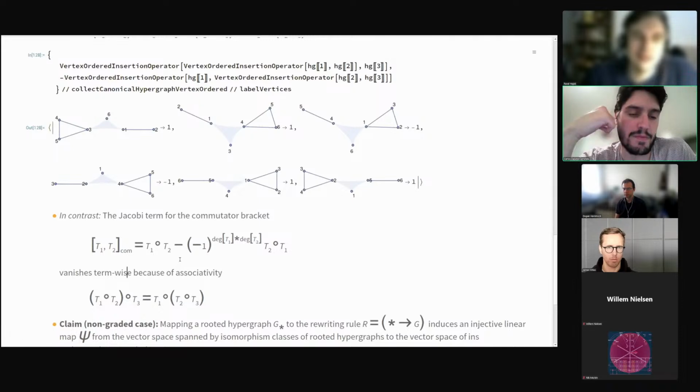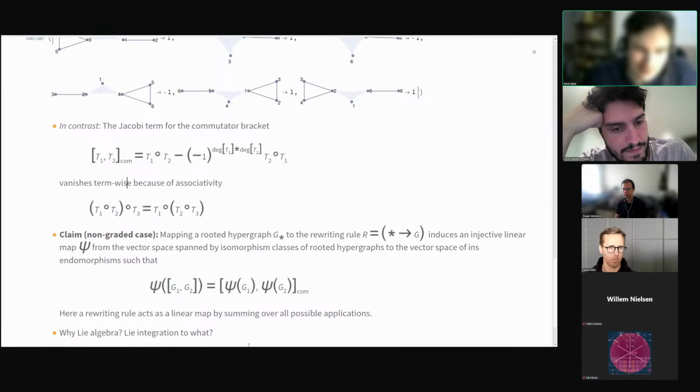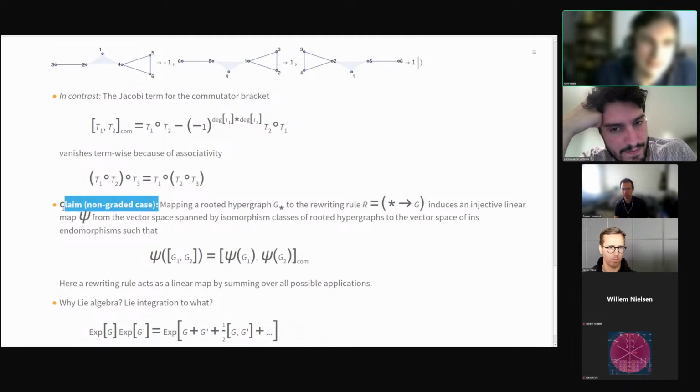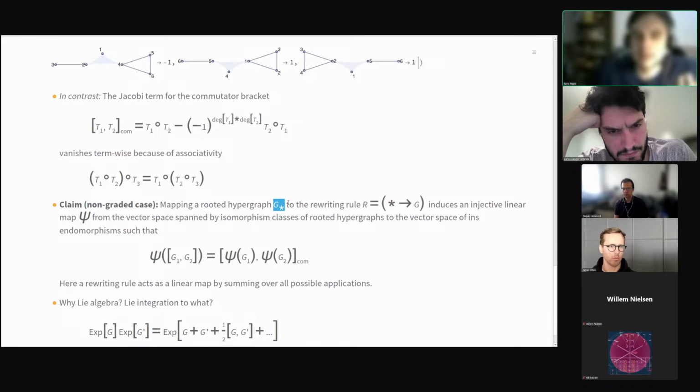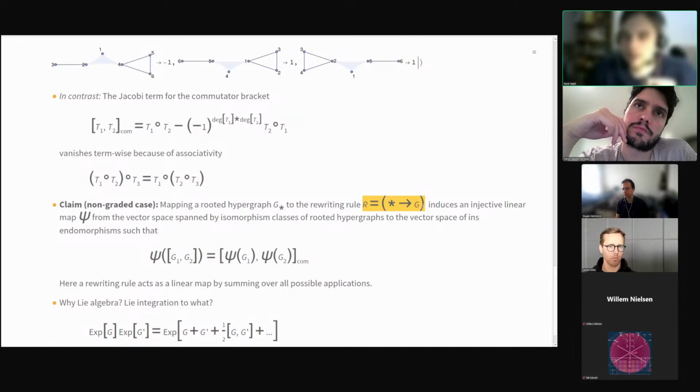And now, what is also my finding, which I find kind of cool, but what still needs to be tested and written down properly. This claim is in the non-graded case, which will come on the next slide. Namely, if you map a rooted hypergraph, so it's a hypergraph with one vertex specified as the root, to the rewriting rule, which basically has on the left-hand side the root, and on the right-hand side the hypergraph. So it's kind of an embedding rule of just one vertex to the hypergraph.